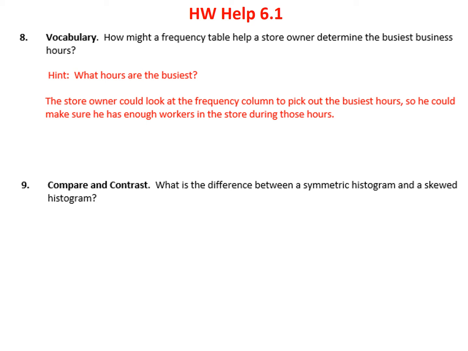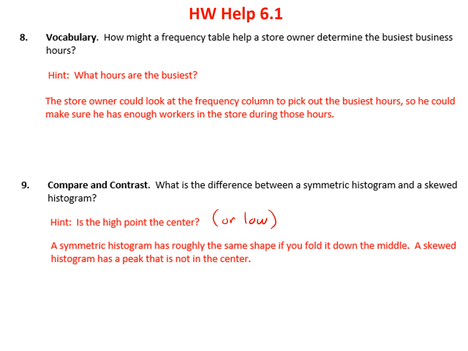Number 9 says to compare and contrast. What's the difference between a symmetric histogram and a skewed histogram? Well, generally speaking, you might look at what's the high point or sometimes the low. And in this case, usually it's the high point. And if I'm looking at it and I see that the high point, I look at that higher or low point and I say, if I drew a line there, do the two sides equal each other? Are they about the same? In other words, a symmetric histogram has roughly the same shape on the left and on the right if you folded it in the middle, but a skewed one tends to be slanted and have more on one side than on the other.